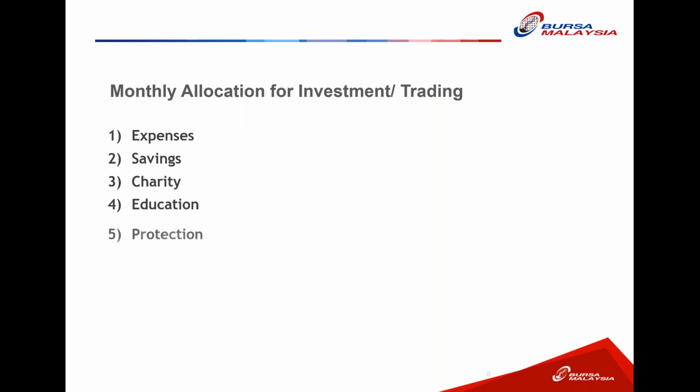Number 5, you need to go for protection. Now, I'm not going to sell you any insurance. Don't worry, I'm not an insurance agent at all. But protection is very important. You know, medical is very expensive. So you need to allocate a certain portion for protection.